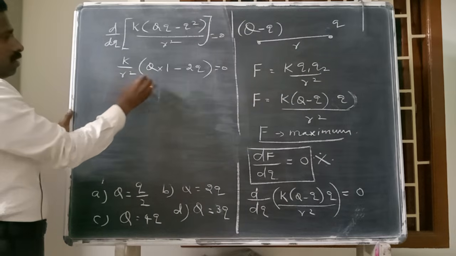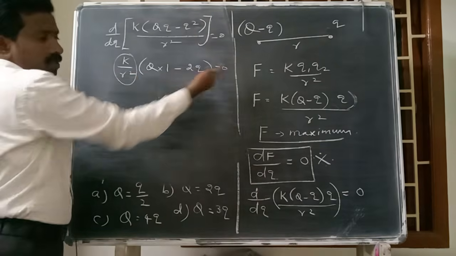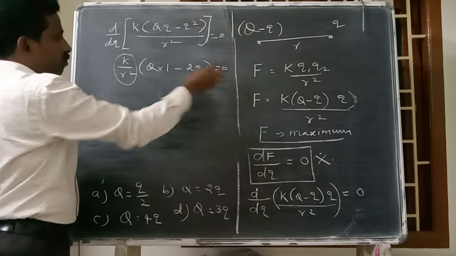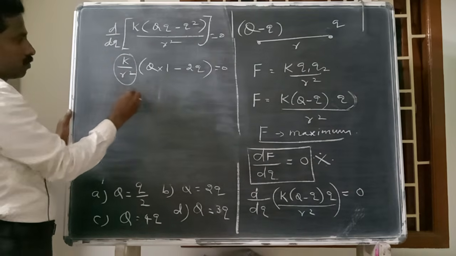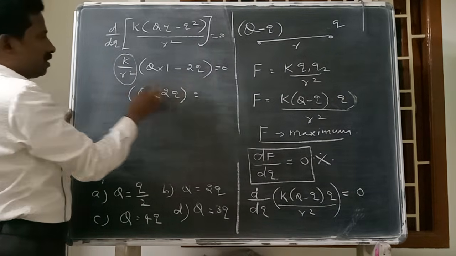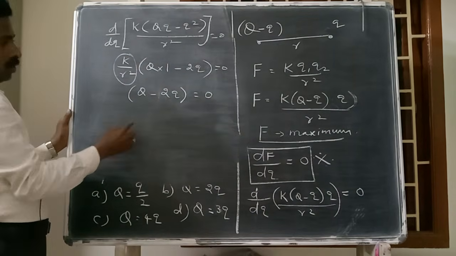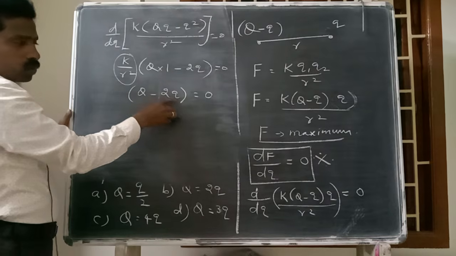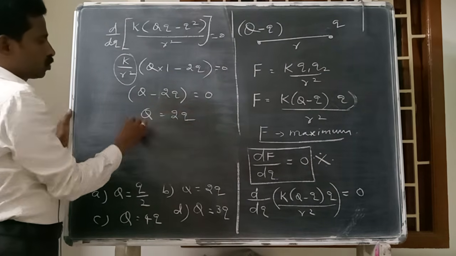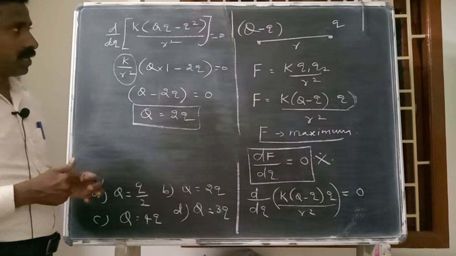Now see, this k by r squared, you take this term to that side, what you will get is 0 by k by r squared, it will be 0. So q into (Q minus 2q) equal to 0 by k by r squared, that will be 0. So capital Q minus 2 small q equal to 0. It means capital Q equal to 2 small q. This is the relation between capital Q and small q, okay.